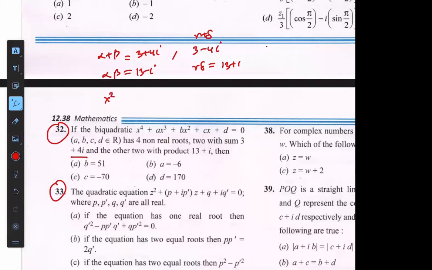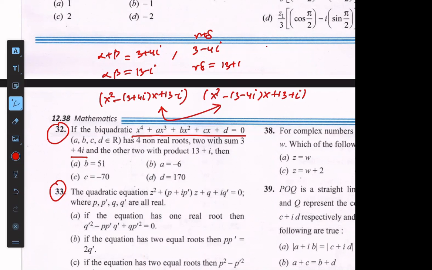So this will be the quadratic equation, x square minus sum of root into x plus product of root. Similarly, x square minus sum of root into x plus product of root. Now, if you multiply these two equations, you will get all the values of this.